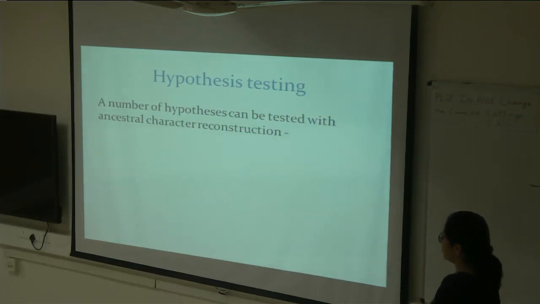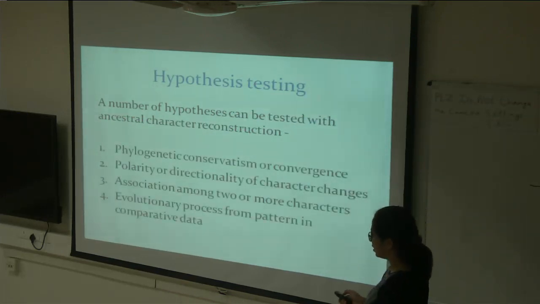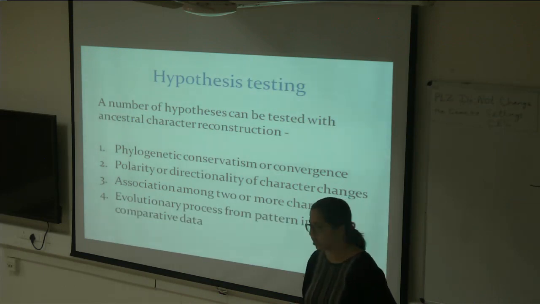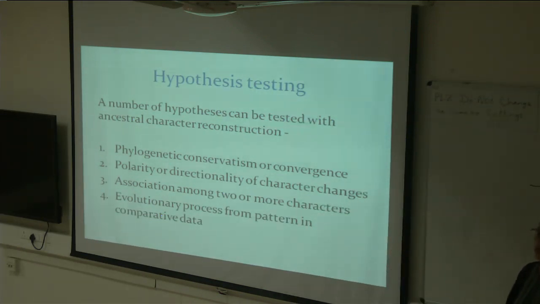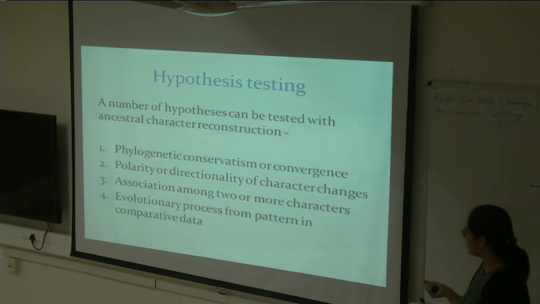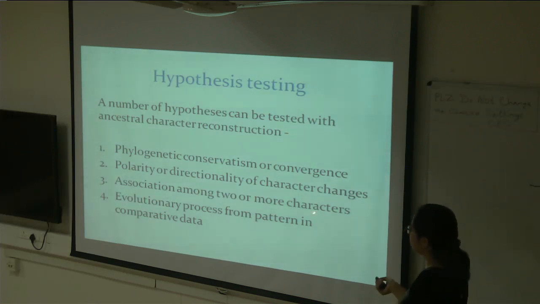So what sort of hypothesis can one ask when you have trait data and you have a tree? You can ask multiple such hypotheses. Is the trait conserved, or is it because of convergence? Is it under some ecological pressure that that particular trait has evolved? Polarity or directionality of character change: what was the ancestral form? Partial migration to short and long distance, or vice versa.